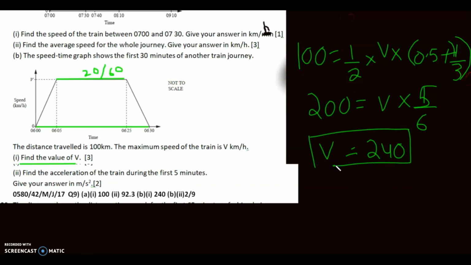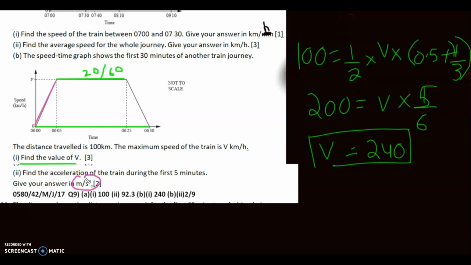Part 2, find the acceleration of the train during the first 5 minutes. Give your answer in meters per second square. So we need the acceleration. Acceleration is the rise over run, which is the slope. And be careful about the units required. That's meters per second square.